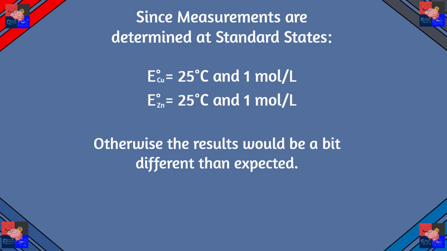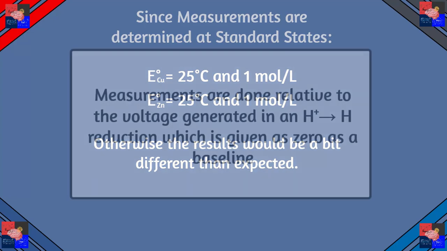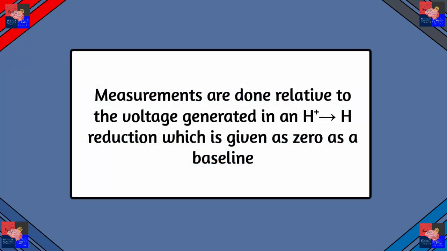Now here is the reaction as a whole: zinc mixing with copper ions and exchanging electrons. The zinc here gets oxidized, so we add 2 electrons on the product side, and the copper ions get reduced, so we add 2 electrons on the reactant side. All standard potentials are measured relative to hydrogen ions being reduced to hydrogen, which is at 0.00 volts as a baseline. So if something generates one more volt than hydrogen being reduced, then it has a voltage of +1.00, and if it generates 0.66 less voltage, then the voltage will be -0.66.